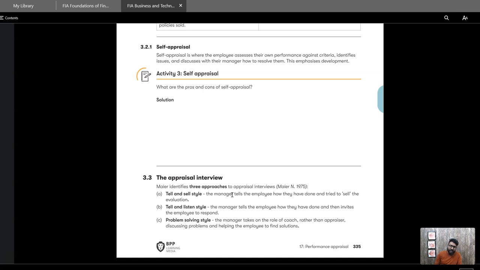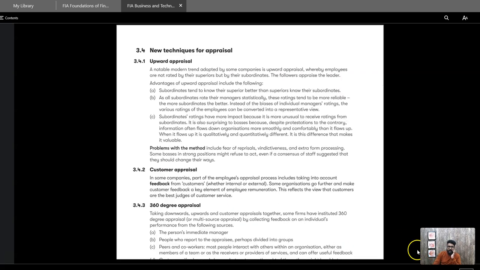Okay, last one, problem solving style. The manager takes the role of a coach rather than appraiser, discussing the problems and helping the employee to find solutions. So in the problem solving style, he is acting as a mentor or a coach and he is inviting him to solve the problems together. That is problem solving style.